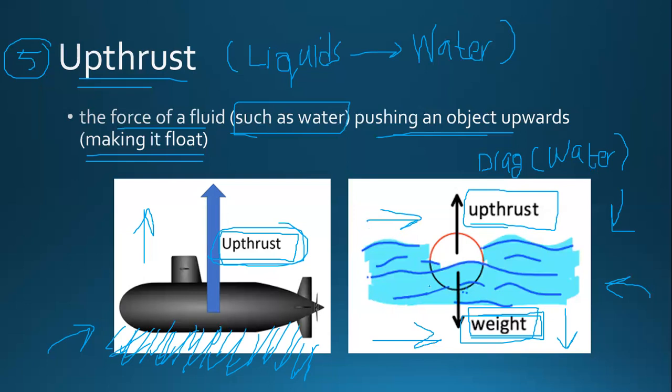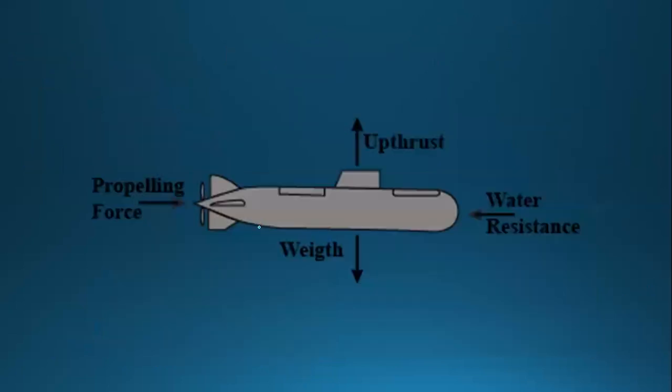Weight will always act downward, but the pressure due to the fluid is causing a force known as the upthrust force. So what is this? The force of a fluid such as water pushing an object in the upwards direction, making it float. So this is important, how any object floats, you can now describe it well.